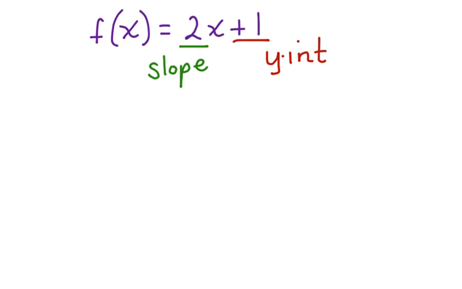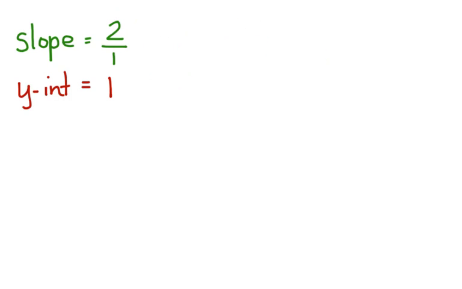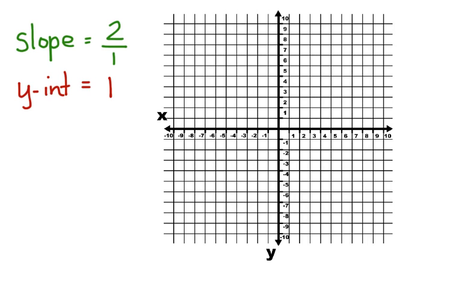Now we can actually graph this equation. The slope is 2 over 1 and the y-intercept is 1. Let's graph it on the coordinate grid. Let's start by graphing the y-intercept. Now we can graph the slope. We go up 2 and over 1. Now we can draw our line. Here is the graph of the function, f(x) equals 2x plus 1.